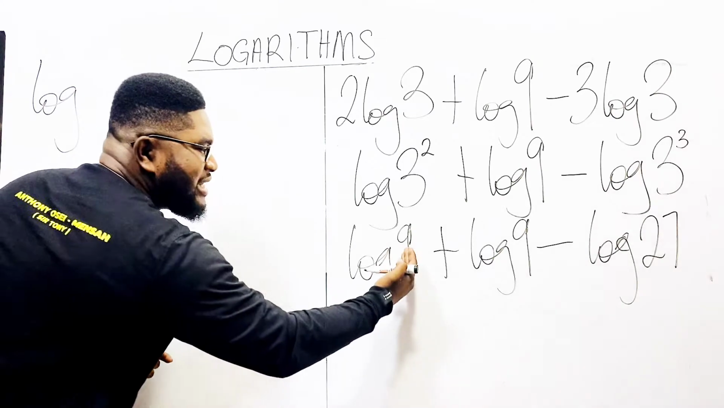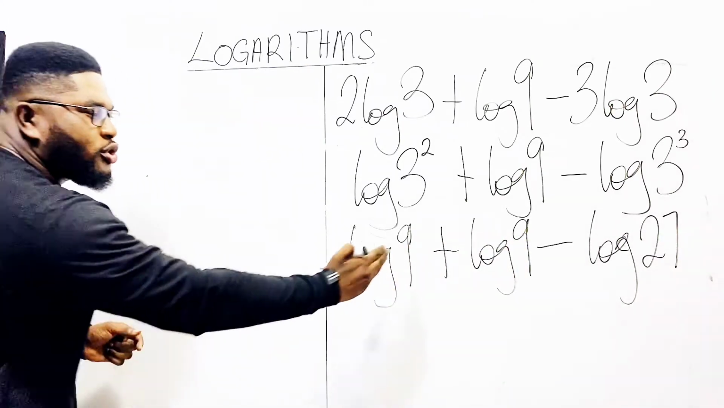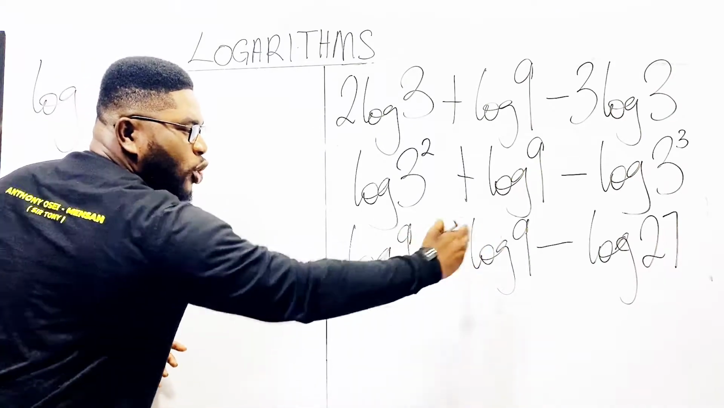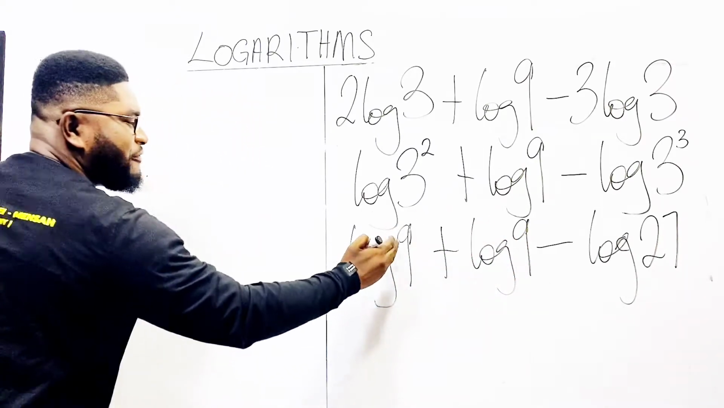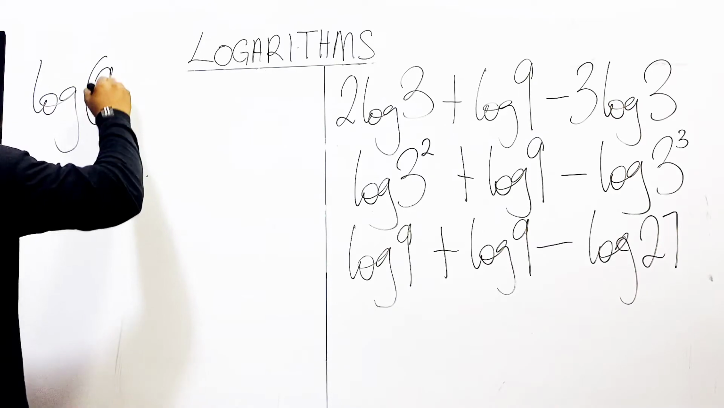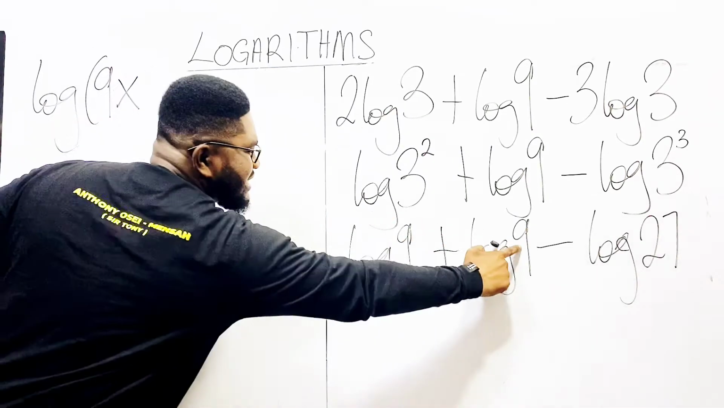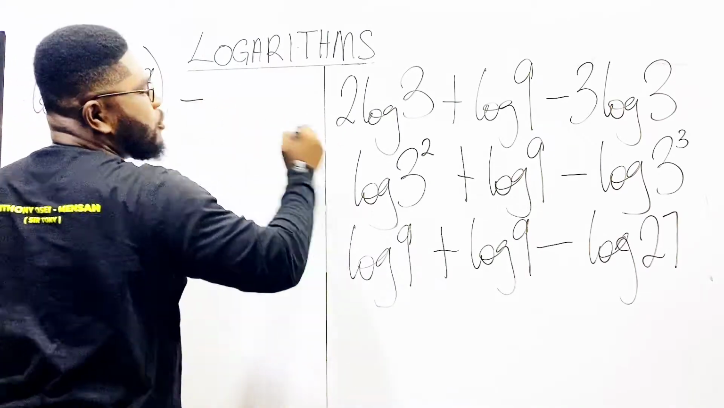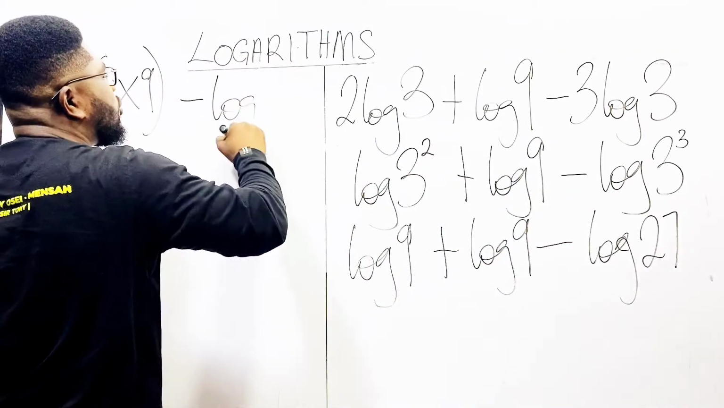So let's go. The numbers will then have to multiply because of the addition. The law states that anytime you see addition between 2 logs, multiply the numbers. The first number is 9, so I use bracket to do it well. 9 multiplying the next number is 9. Then I'll bring the minus. Then I'll repeat the last log, that is log 27.